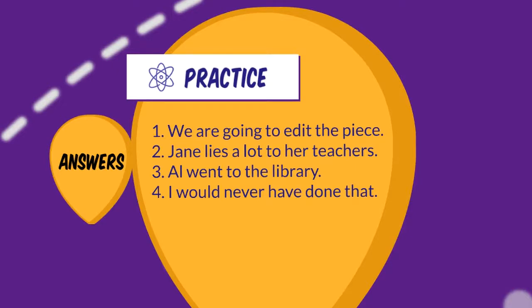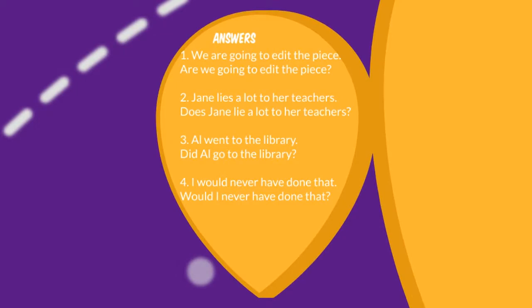All right, so let's have a look at the answers then. In the first sentence, we are going to edit the piece. We found out that our finite verb is special because it's are. So if we make this into a question, it will be, are we going to edit the piece? In sentence number 2, our verb is lies, and lies is a normal verb of to lie. So we use, does Jane lie a lot to her teachers?